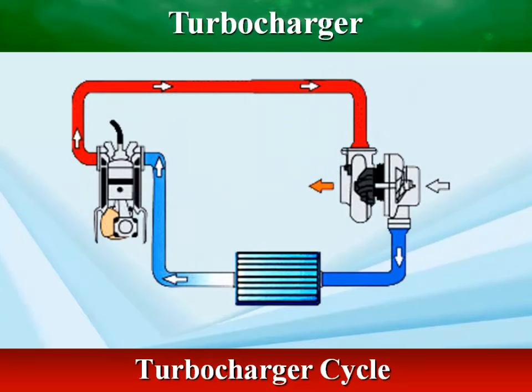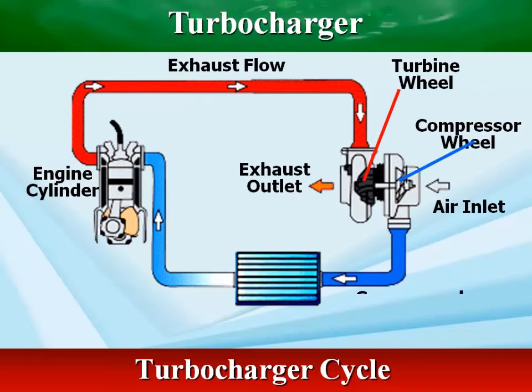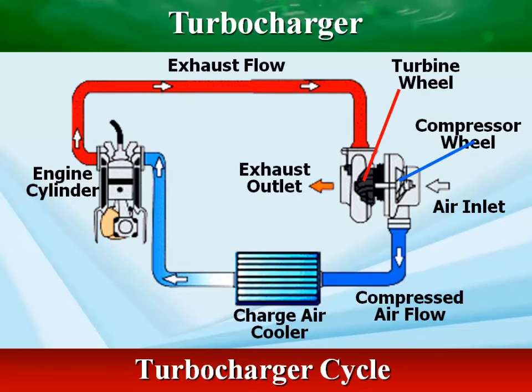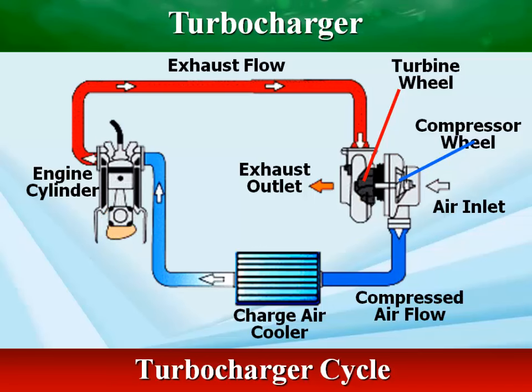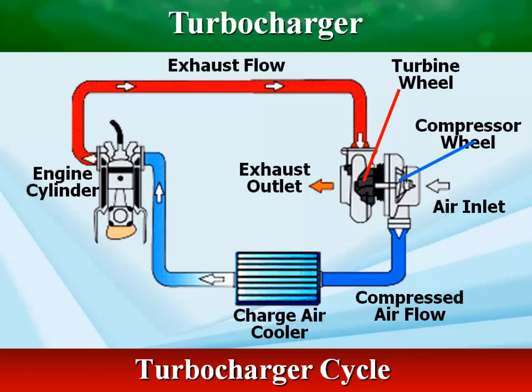The turbine inlet receives the exhaust gases from the engine exhaust manifold, causing the turbine wheel to rotate. This rotation drives the compressor wheel, compressing ambient air and delivering it to the engine's air intake manifold at higher pressure, resulting in a greater amount of air and fuel entering the cylinder.